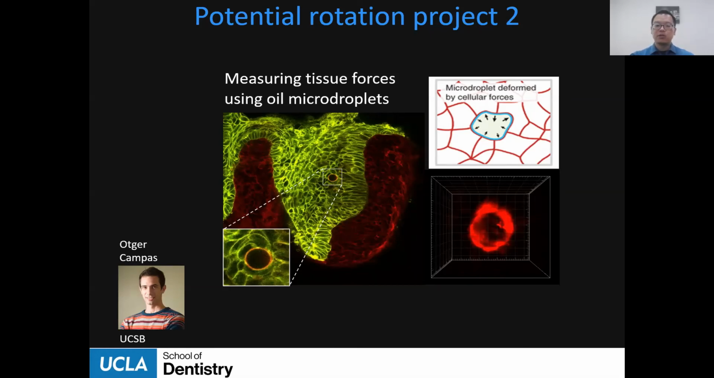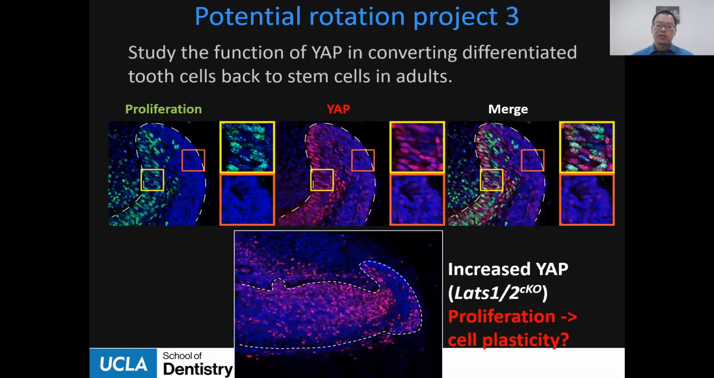At the same time, we also study regulation of adult stem cells in adult organs, including the mouse incisor. The mouse incisor grows continuously, and this is because of maintenance of a group of adult stem cells in the tooth. We have previously found that YAP, the transcription cofactor in the Hippo signaling pathway, is absolutely required for maintaining cell proliferation in the adult stem cells.